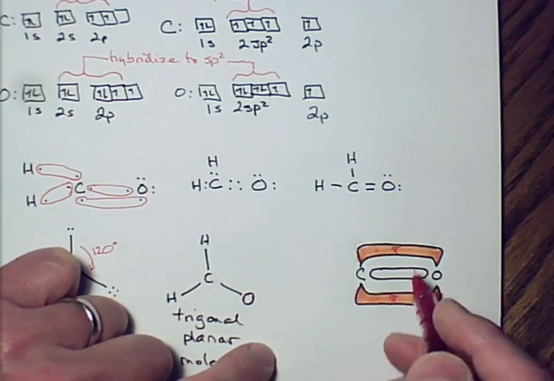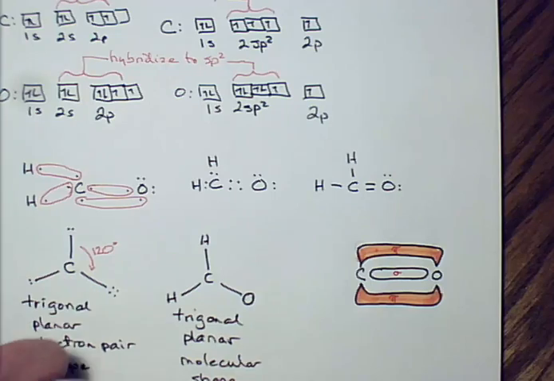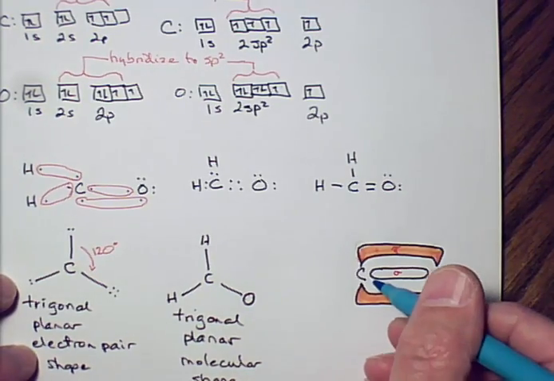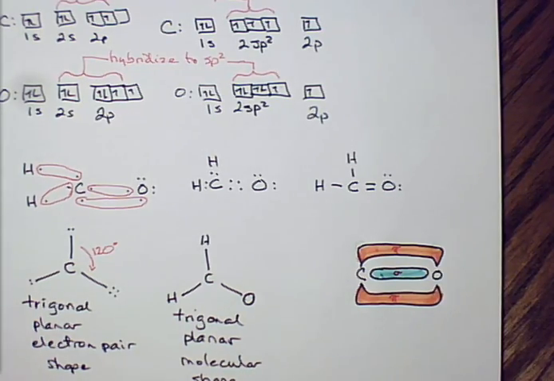A pi bond. This in the center here, that's a sigma bond because it's directly on a line between two nuclei, and it's also the sharing of electrons between hybrid orbitals. So sigma bonds come from sharing electrons between hybrid orbitals.